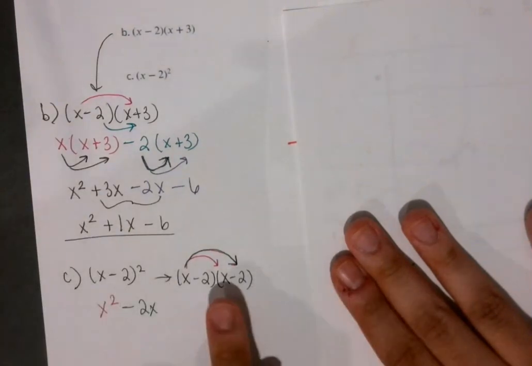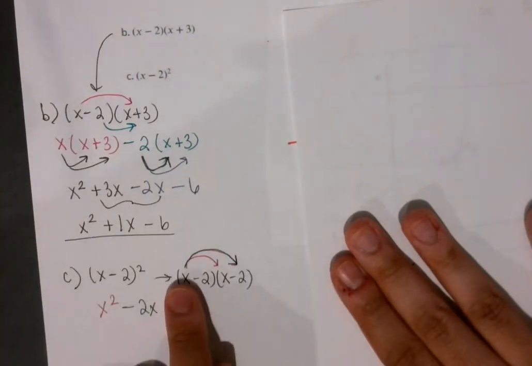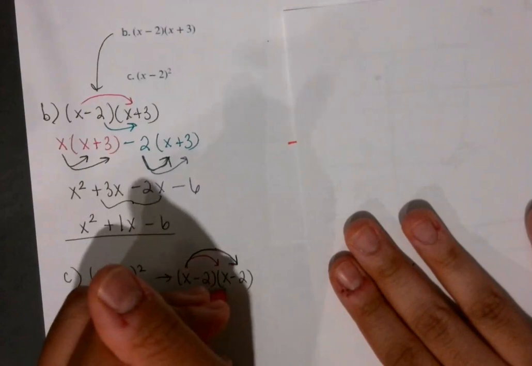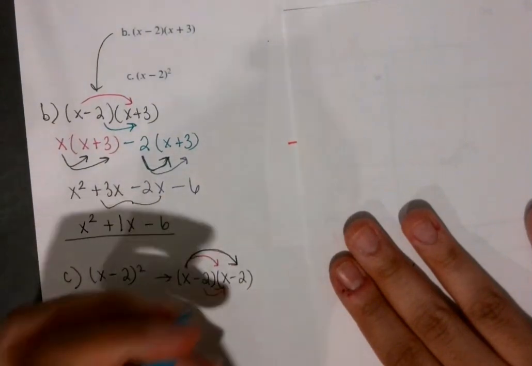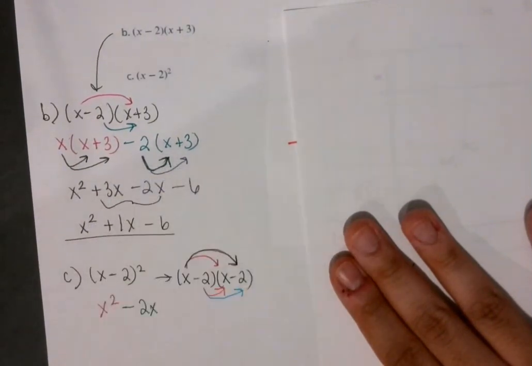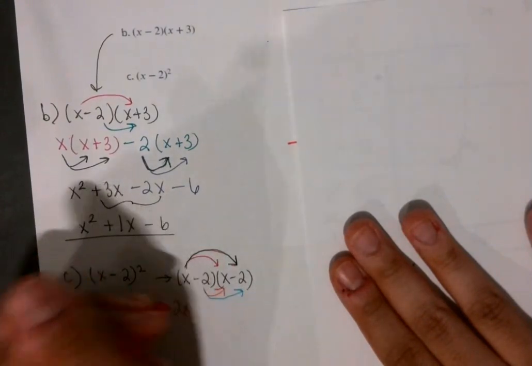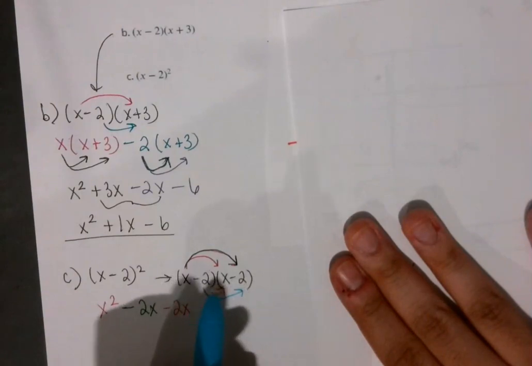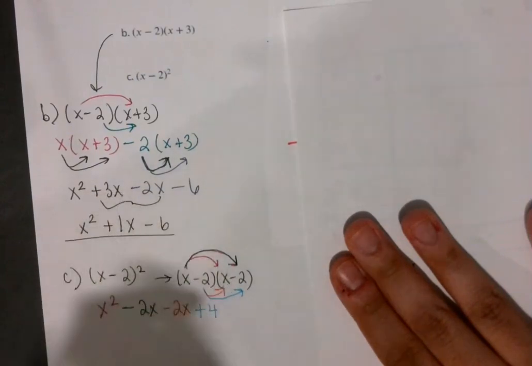Now I have to do the same thing for the negative 2. Because keep in mind, I only did the distributive property for this first x. I need to do the same thing for this negative 2. So I'm going to do negative 2 times x, and then negative 2 times negative 2. So I know that negative 2 times x is negative 2x. And I know that negative 2 times negative 2 is 4. Negative times negative is positive. 2 times 2 is 4, so this is positive 4.